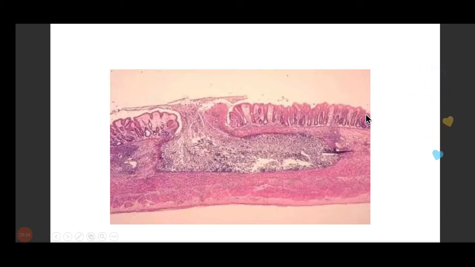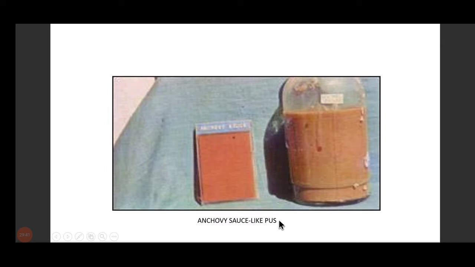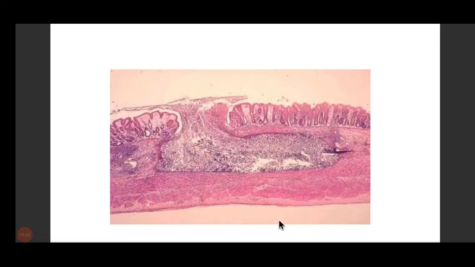This is flask-shaped ulcer, which is formed by the lytic enzymes of immune cells and the enzymes of Entamoeba histolytica itself. It is limited to mucosa and submucosa. Okay, it is not extending till here. When it extends, it can cause rupture, and these trophozoites can enter the bloodstream and then can go to other organs like liver, lung, brain, etc. Okay.